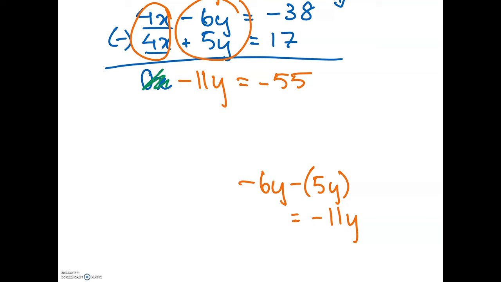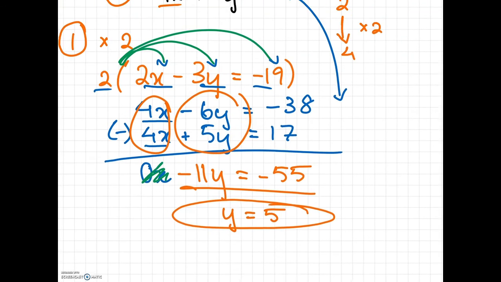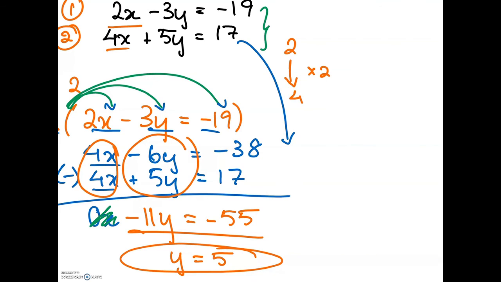So if you solve, you see we have negative 11y, which is equal to negative 55. If you divide both sides by negative 11, you'll get y is equal to 5. Your answer is y is equal to 5 for y. Now, to find what x is equal to, you're going to want to substitute it back at the beginning. So in the beginning here, we have two different equations, and you're going to substitute this answer, so y is equal to 5, into one of them.